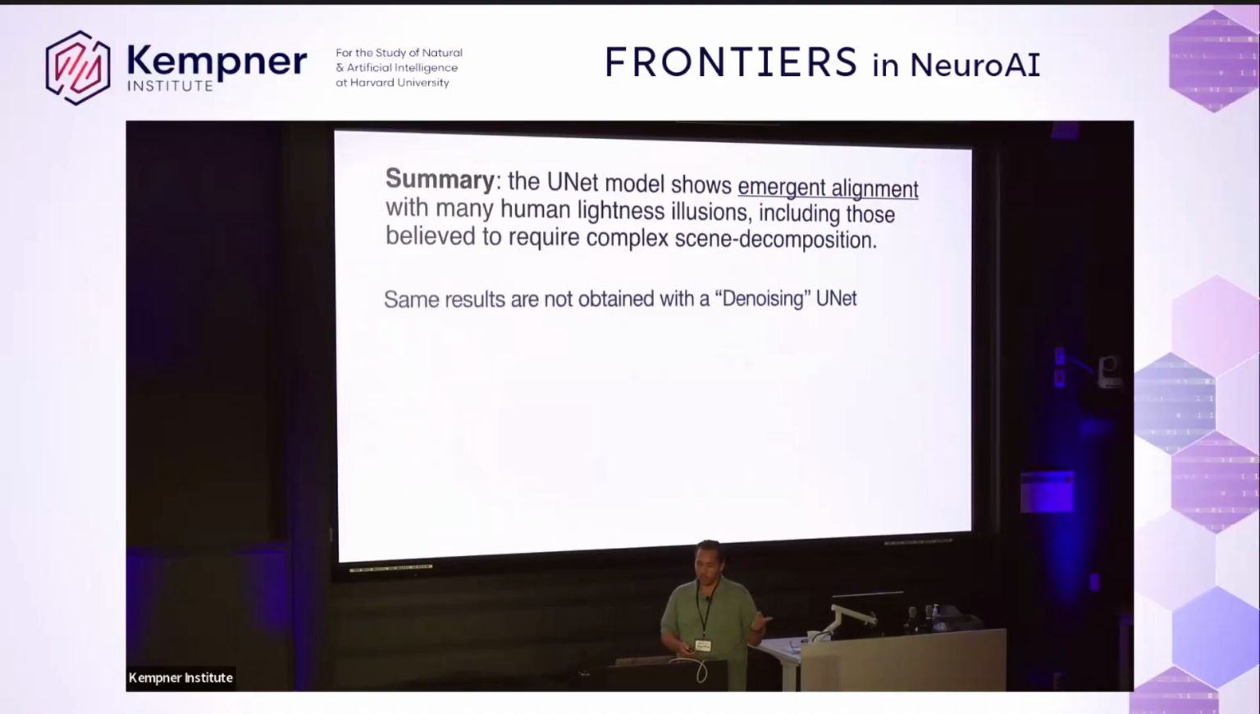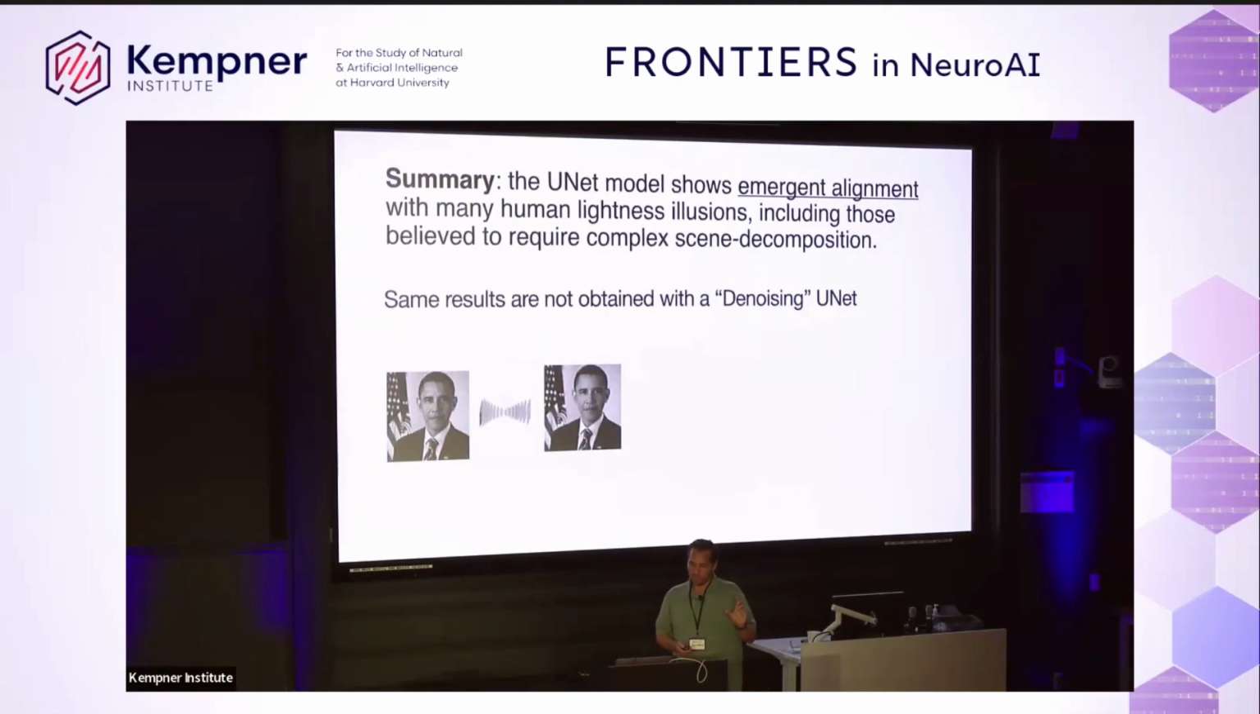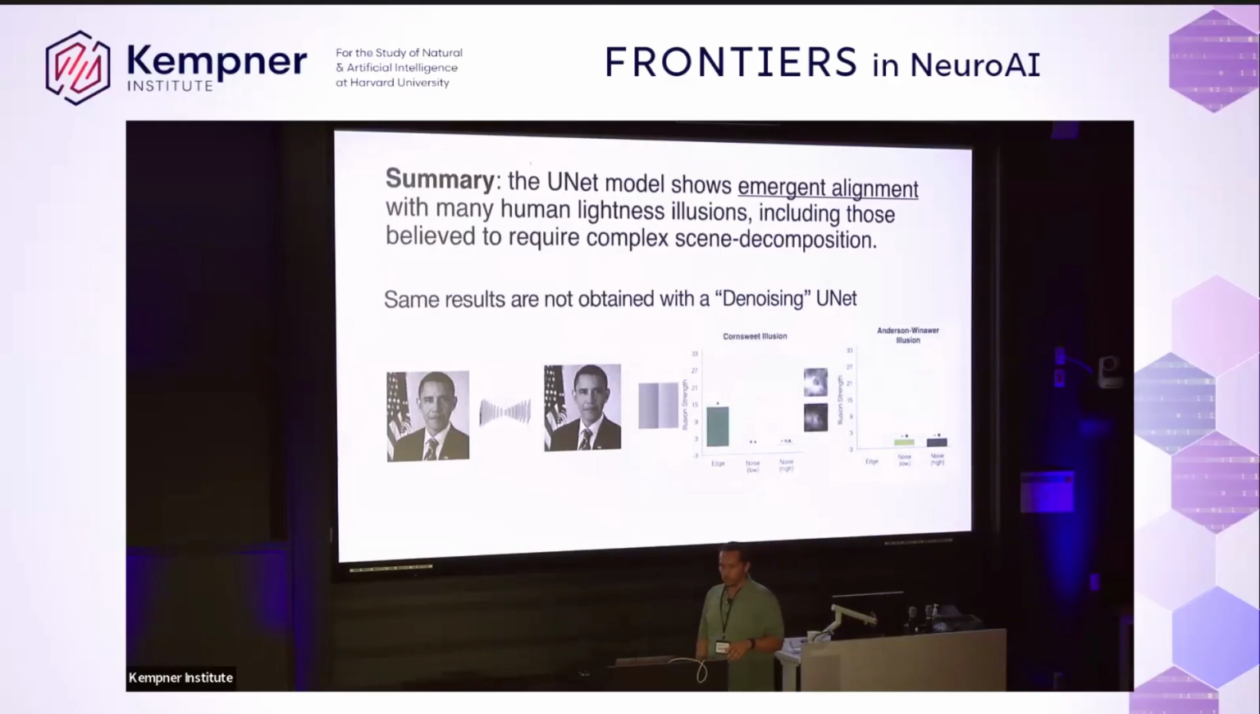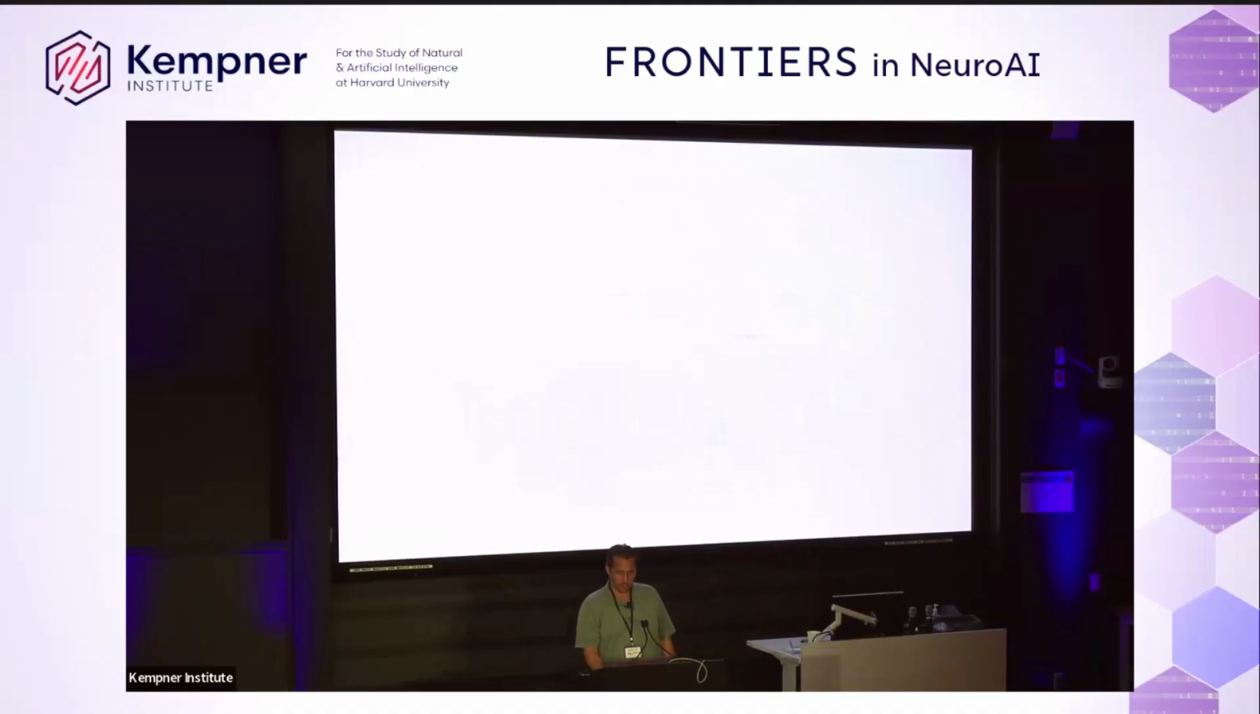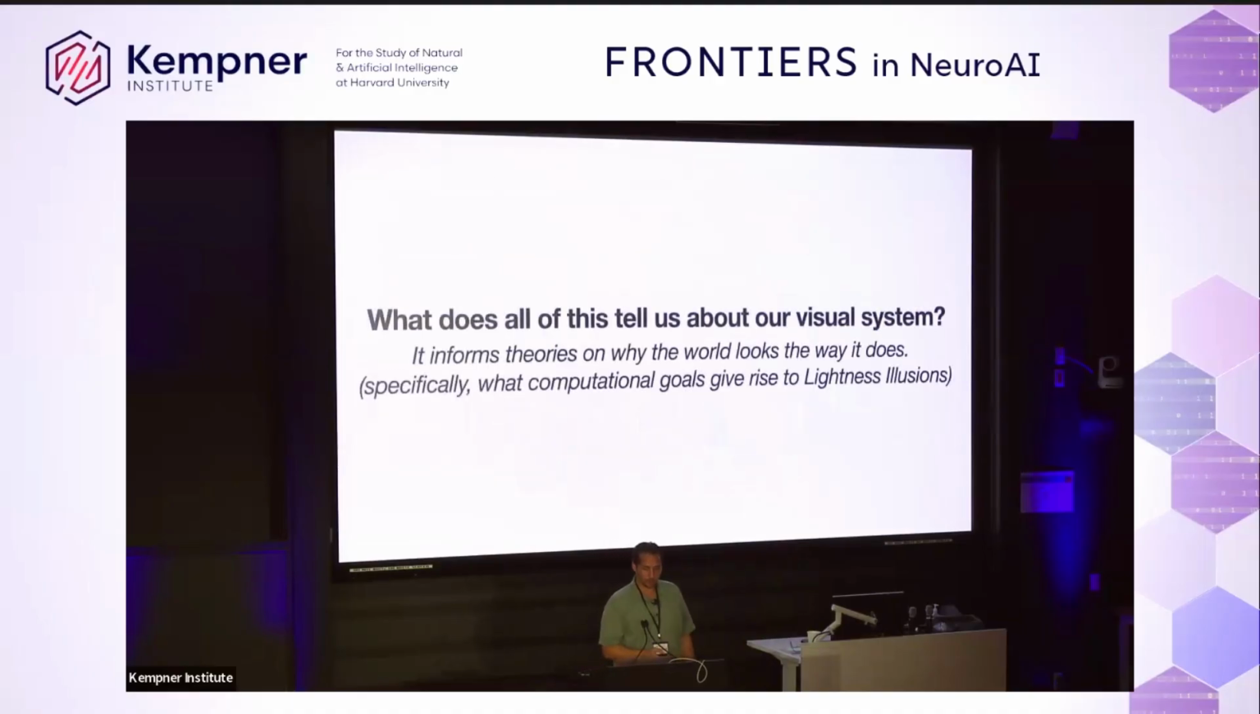in people. And one other quick note, if you have another kind of U-Net model, a denoising U-Net, where you add noise on top of the image and then it has to reconstruct the original, it doesn't show any hint of these same systematic biases. So it's really the filling in from the edges that seems to give rise to the illusions that we see in people.